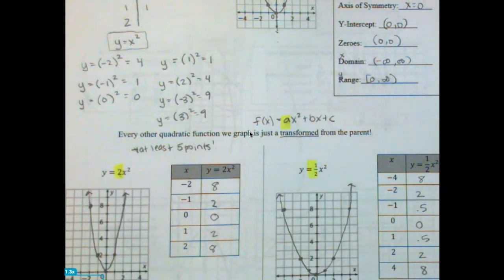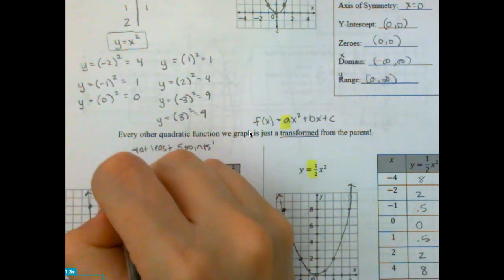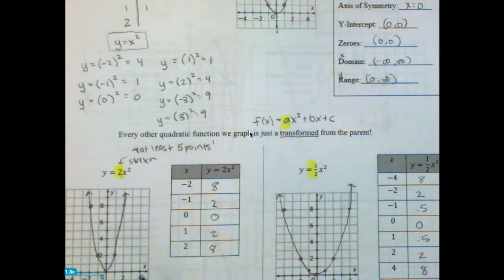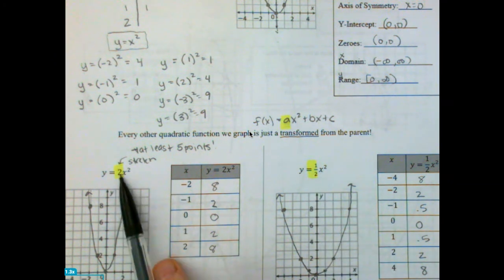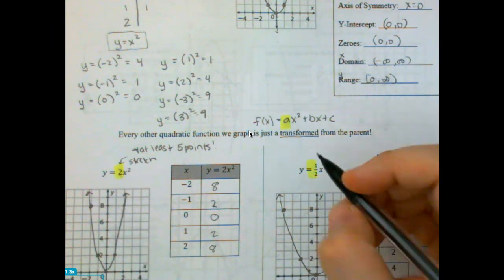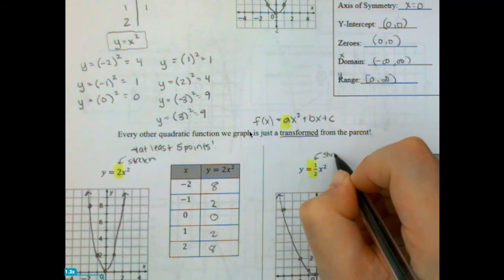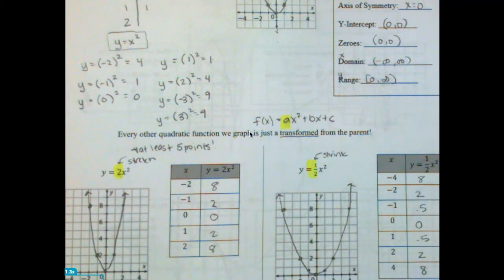So we're now looking at something that A does. And this is the same as it was in Unit 7. This guy is a stretch because notice it's a lot skinnier. See how this one's skinnier and this guy is a little wider? So if A is above 1, just like in our absolute value unit, it's a stretch. If A is a fraction between 0 and 1, that is a shrink. And that stays the same for quadratics and absolute value functions, okay?